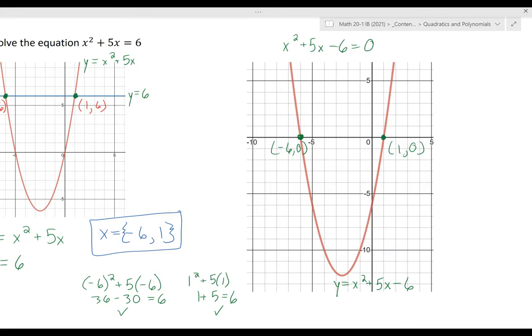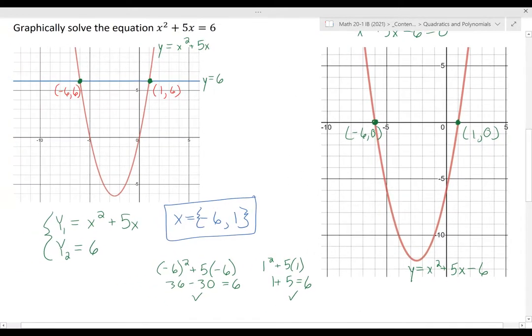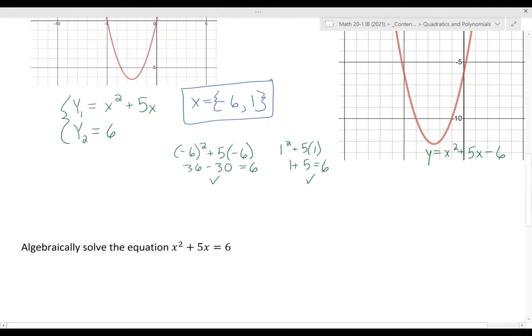Either one of these methods would work. It just depends on whether you're wanting to graph one function or two. And if you're putting it in your graphing calculator, it really is kind of irrelevant.